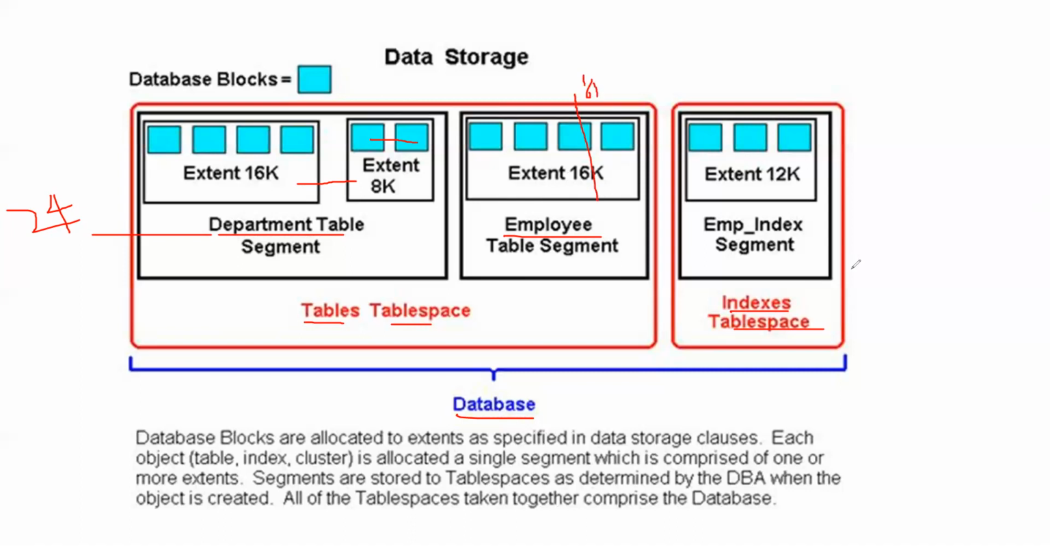Coming to the index. The index segment has only 3 data blocks, each with a size of 4 KB, and hence the extent size is 12 KB. So I can tell that the index size is 12 KB. Got it? Any doubt till here? Okay, fine.